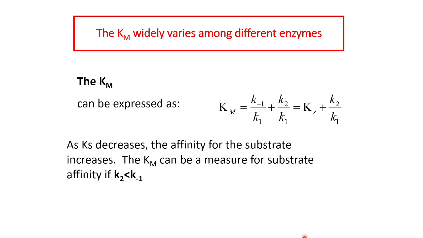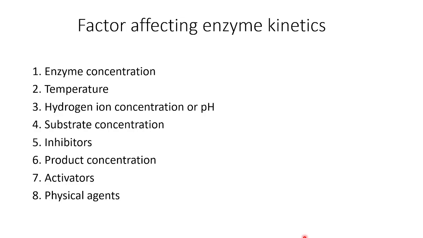The Km varies widely among different enzymes, as we would expect. As the Km decreases, the affinity for the substrate increases. So the Km can be a measure of substrate affinity. Like we have Kd, which is the dissociation constant, and Ka, which is the association constant.